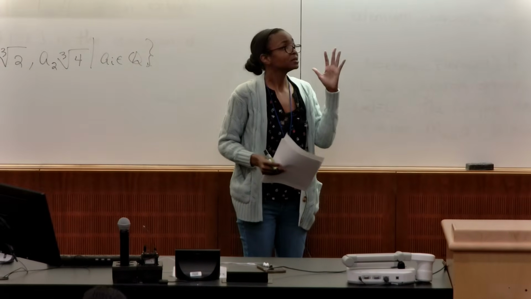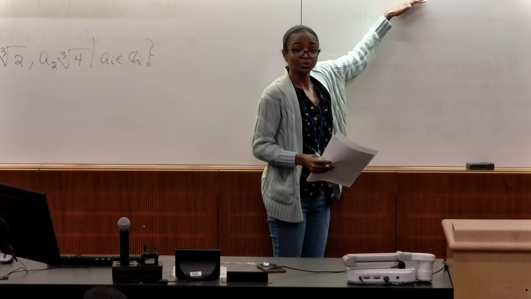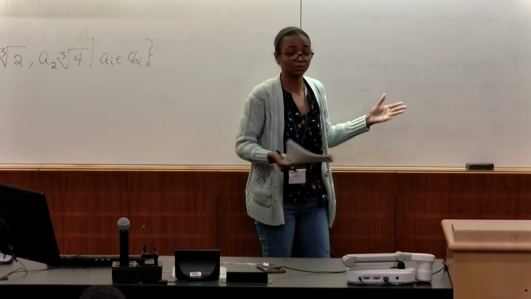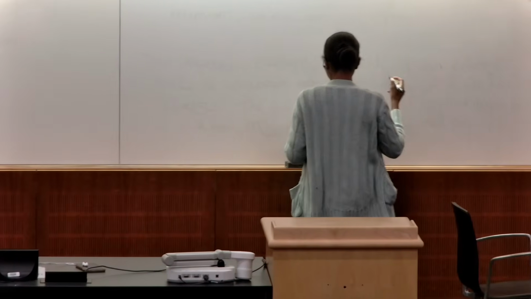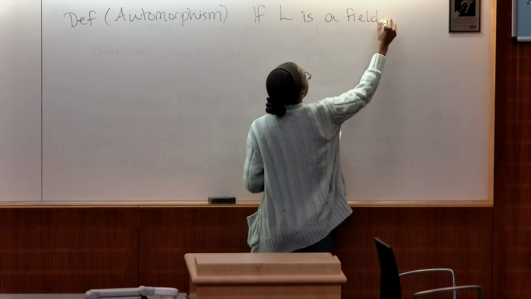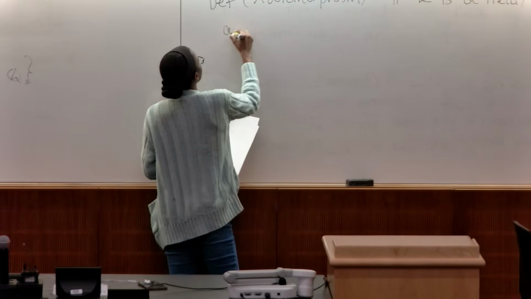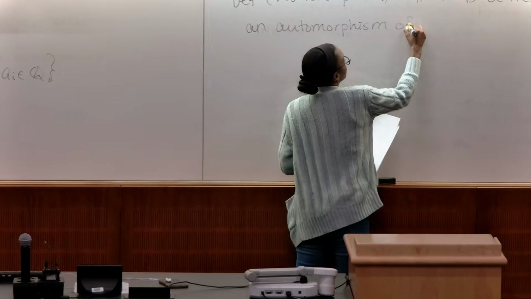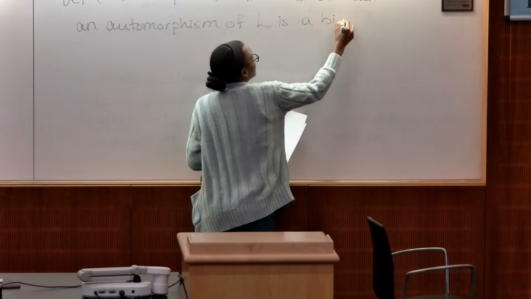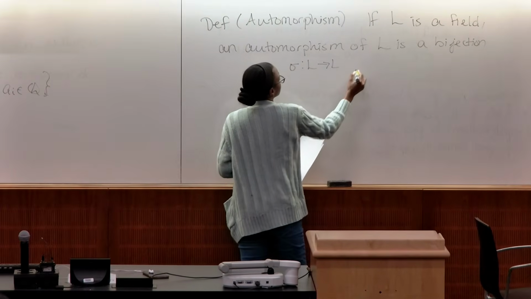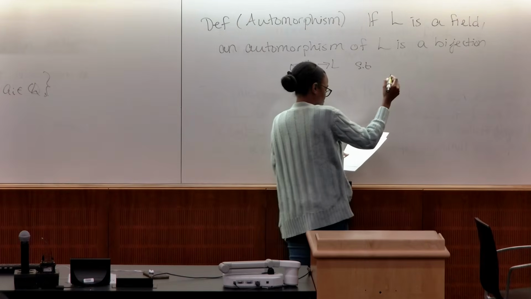So whenever we use the word automorphism, you should always have in mind that you're talking about some sort of function that preserves a particular structure. And again, here we're dealing with fields, and so we're interested in functions that preserve the field structure. So if L is a field, an automorphism of L is a bijection sigma satisfying these two properties.